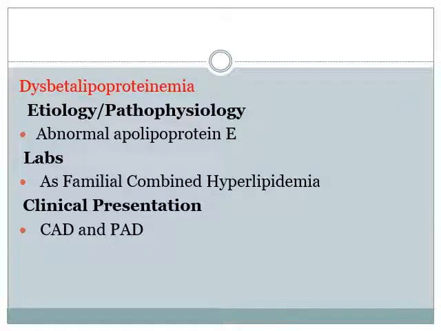This is beta lipoprotein disease, due to abnormal apolipoprotein E. Apolipoprotein E is the protein portion through which VLDL is known by its receptor over the liver and is hydrolyzed. Abnormality in this apolipoprotein E results in no destruction of the VLDL.